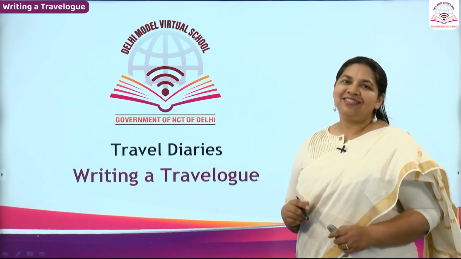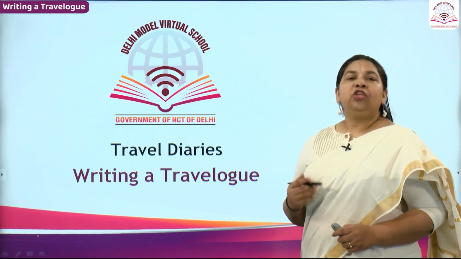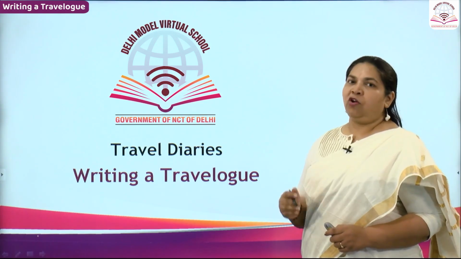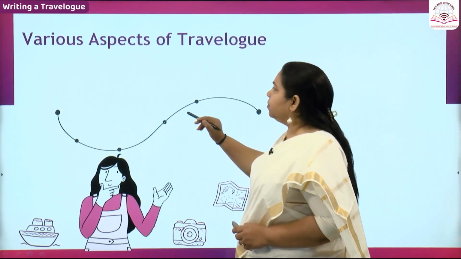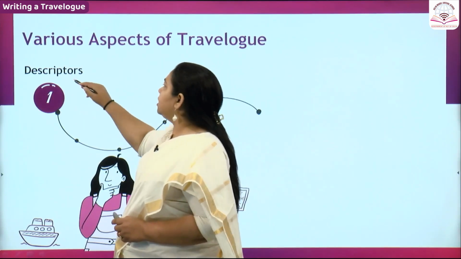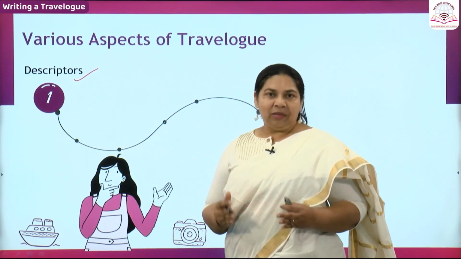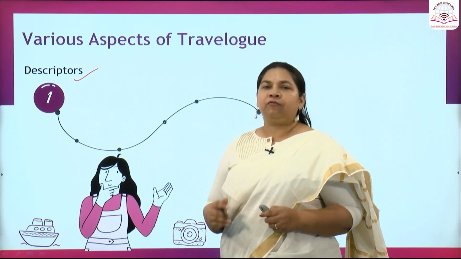Hello students, welcome to another video on travel diaries. You have already studied various aspects of a travelogue. Let's see what those various aspects are. The first one is descriptors. What are the three descriptors? People, places and the activities they perform.